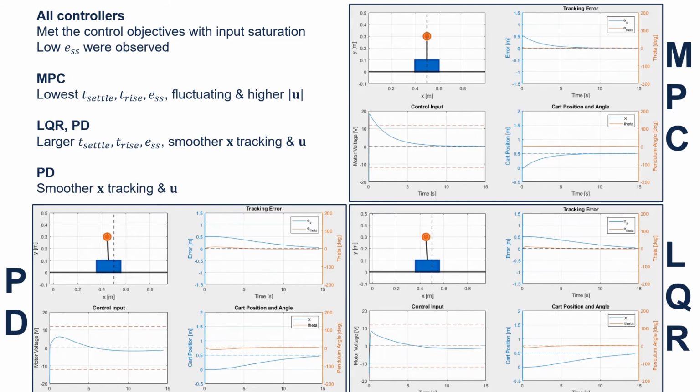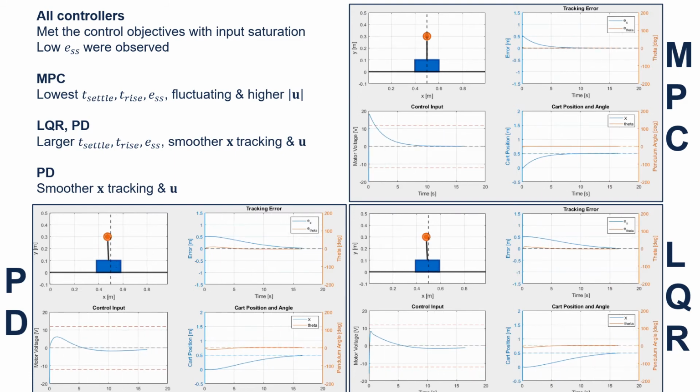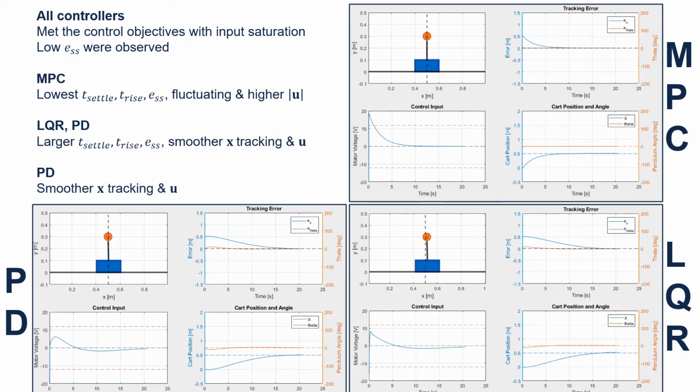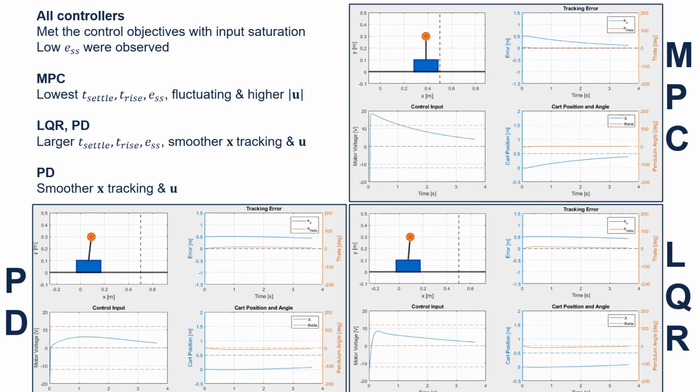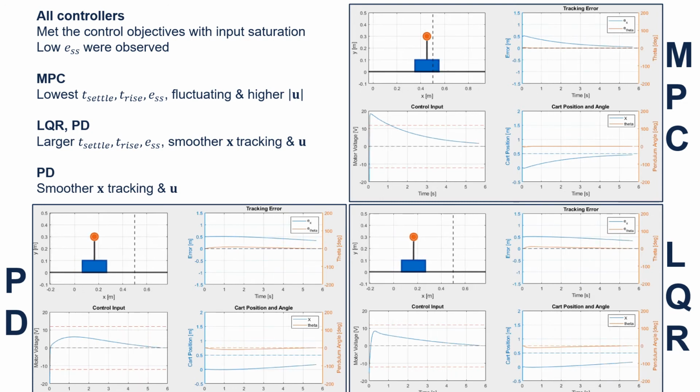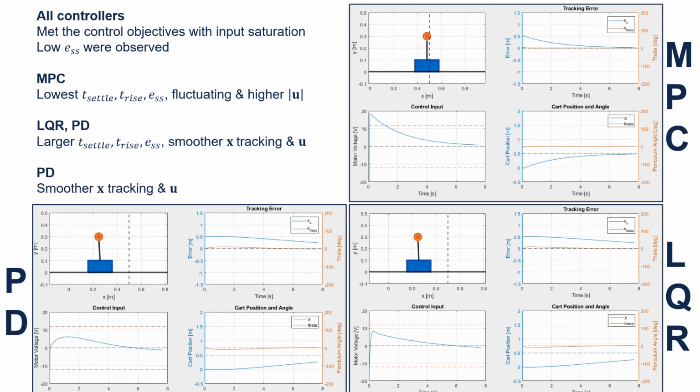The LQR and PD exhibited similar tracking performance. Both had larger settling time, rise time, and steady-state error, as well as smoother state tracking and control effort compared to MPC. In particular, the PD controller had a smoother tracking and control effort than LQR and MPC.